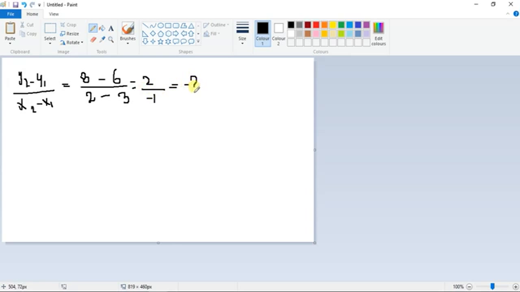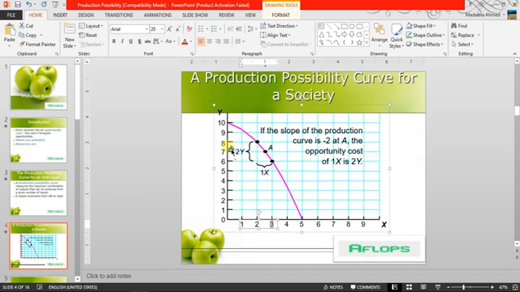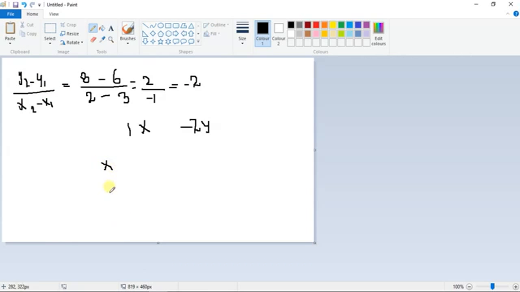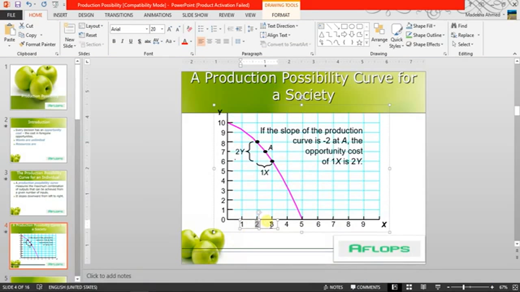This indicates that in order to produce 1 unit of x, I'll be required to forego 2 units of y. This is minus 2. I'll be required to forego 2 units of y. It is quite clear from the graph as well. When I'm producing 8 units of y, I am producing 2 units of x. I'll be drawing a table for you. When I'm producing 2 units of x, the corresponding production for y is 8 units. Then when I go on for producing 3 units of x, the corresponding production for y is 6 units.